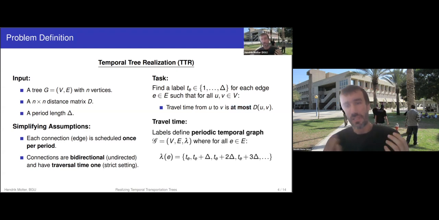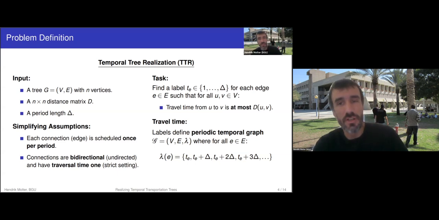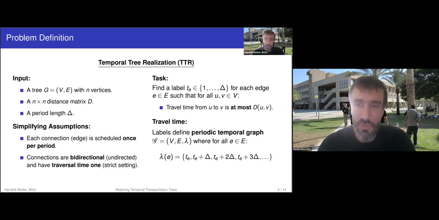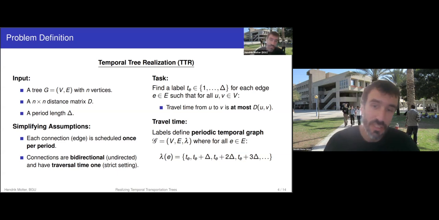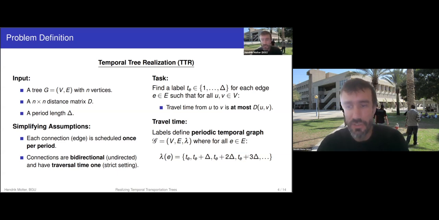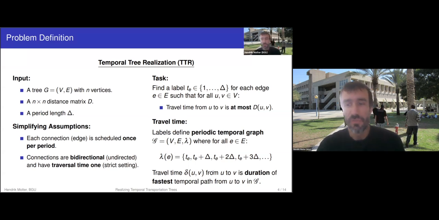And to be a little bit more formal, how is the travel time defined? So these labels that we try to find for the edges define a periodic temporal graph where each edge appears at this time modulo delta. So if I select time T_e for edge e, it appears at time T_e, T_e plus delta, T_e plus 2 delta, and so on and so forth. And the travel time, which I will denote by small delta UV, from U to V, is the duration of a fastest path from U to V in this periodic temporal graph.